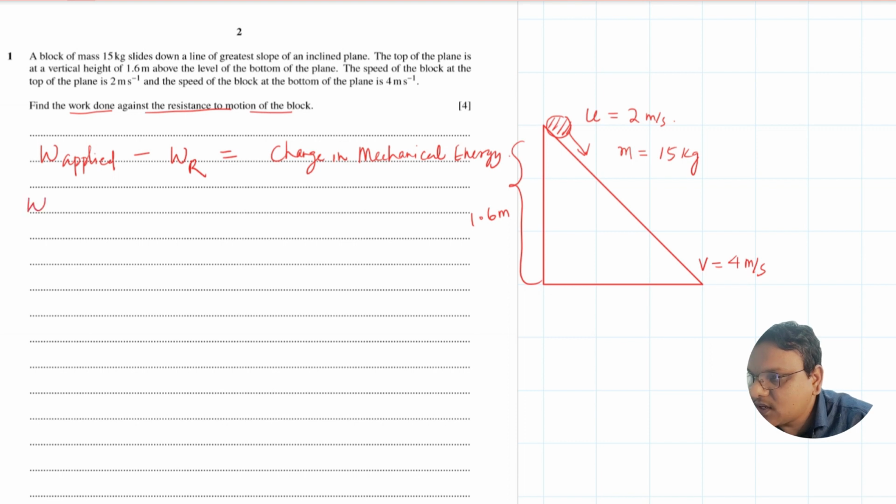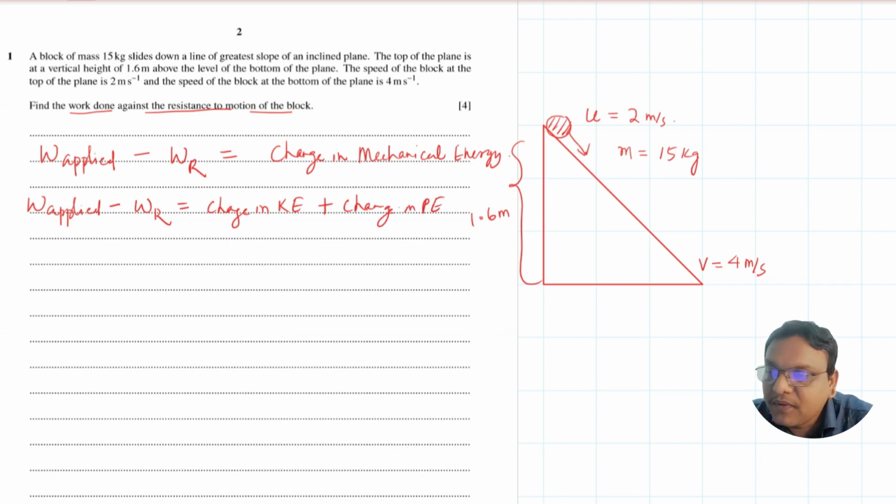So I can rewrite this equation again: work done by the applied force minus work done against the resistive force equals the change in kinetic energy plus the change in potential energy. Do you understand? The object is at a height, which is given as 1.6 meters. Definitely this object must possess kinetic energy plus potential energy. Got what I'm trying to say? So there will be a change in potential energy as well as kinetic energy.